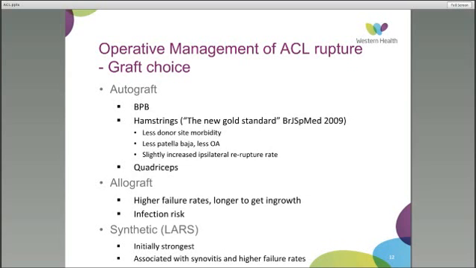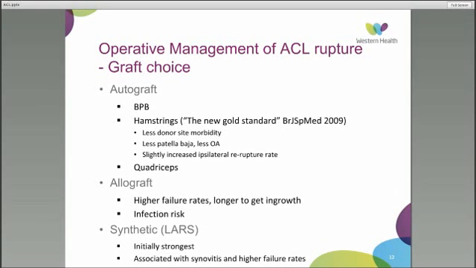Synthetic ligaments can be used and have been quite popular in the past in a number of high-profile sports people. It's initially very strong when it goes in. It's not going to get any stronger than the day it goes in, but has been associated with synovitis in knees and has also been well documented to have high failure rates.